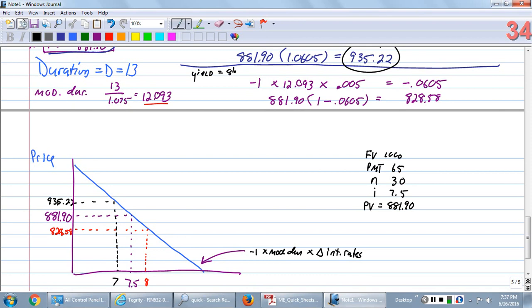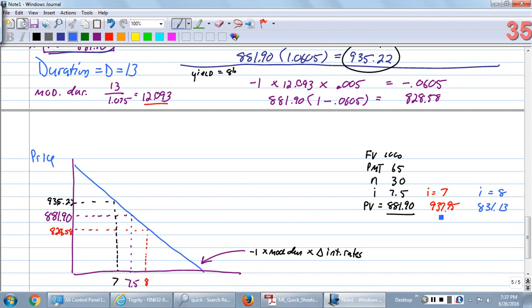Alright, now what I'm going to do here for a second, I'm going to change the interest rate to 7. In my calculator, that's all I'm going to do, is hit 7 for my interest rate and then solve for PV. And I get 937.95. I'm also going to plug in, okay, what if interest rates were at 8? And I'll solve for present value. And I get 831.13.